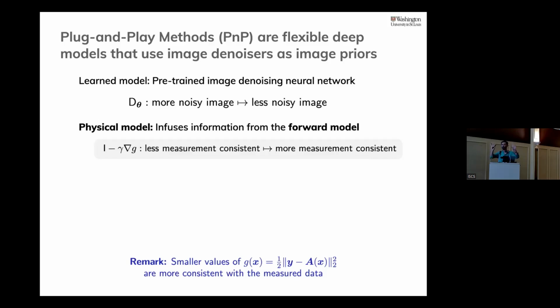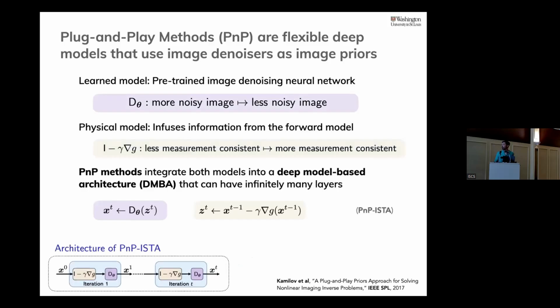So now you have two of those. One tries to push you towards data consistency. The second operator tries to remove noise. One knows the physics. The second doesn't know the physics. It's only trying to represent the image space. Right now, we're just going to put it together. So here's one way of putting it together.